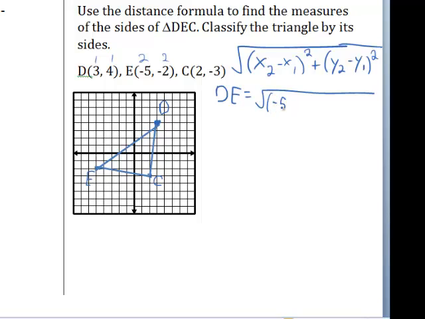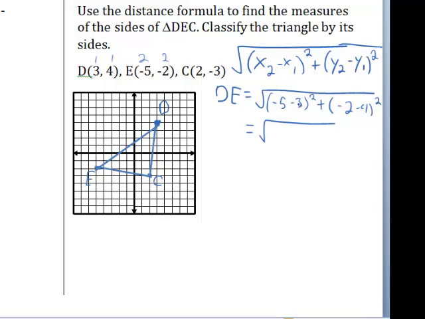So we've got negative 5 minus 3 squared plus negative 2 minus 4 squared. Okay, simplify that. Some of you like to plug all that in the calculator, which is kind of okay. If you plug everything in without the square root sign, then put that square root sign back on there. I like to do it by hand just so I can make sure I'm doing it correctly and I understand what it means.